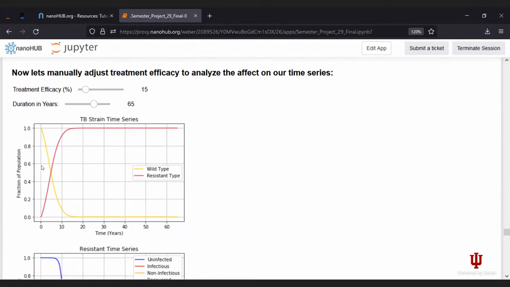So this is what I mentioned earlier, where you have a wild type and resistant type, but if you increase the treatment efficacy, you get a more dramatic effect of resistant type overtaking and dominating over wild type much more quickly.